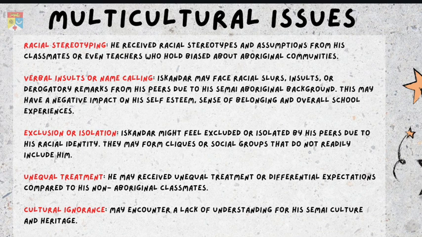Exclusion or isolation. Iskandar might feel excluded or isolated by his peers due to his racial identity. They may form cliques or social groups that do not readily include him. Unequal treatment. He may receive unequal treatment or differential expectations compared to his non-Aboriginal classmates. And the last one is cultural ignorance. He may encounter a lack of understanding of his Semai culture and heritage.